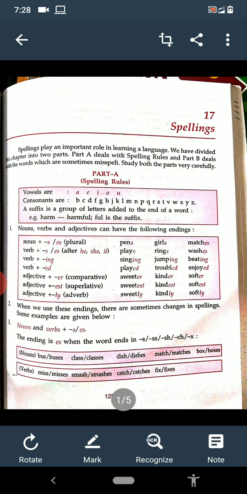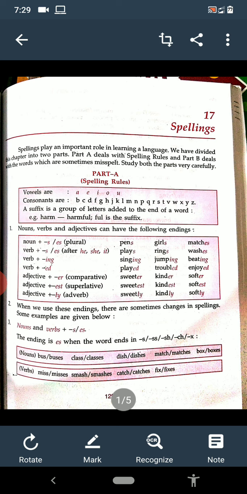Spelling plays an important role in learning a language. We have divided this chapter in 2 parts. Part A is the spelling rules, and part B deals with the words which are sometimes misspelled. To study both parts, let us see. Part A, it is spelling rules. You see what rules are given.